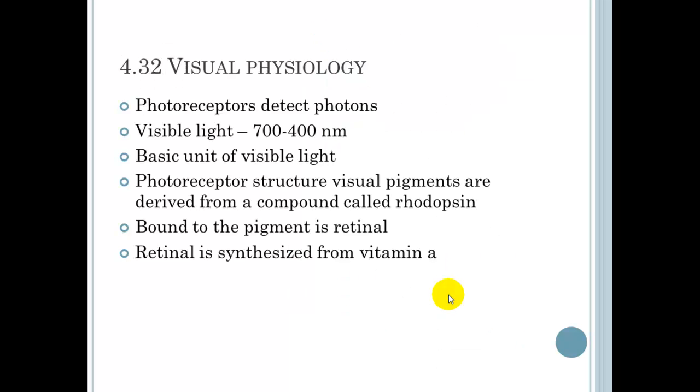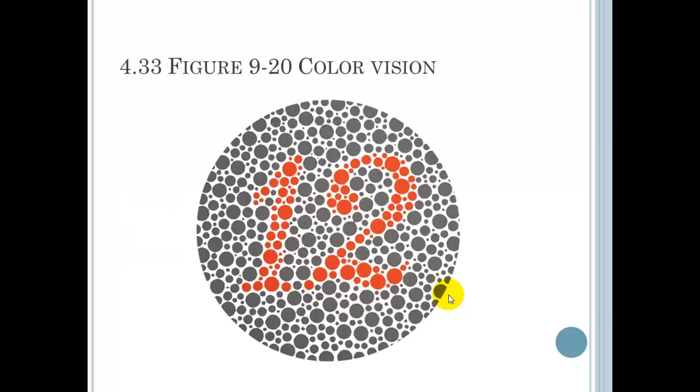4.32, visual physiology. You have photoreceptors, which detect photons or light rays, and the visible light that you can see is from 400 to 700 nanometers. A nanometer is the basic unit of visible light. The photoreceptor structure has visual pigments, and they're derived from a compound called rhodopsin, bound to the pigment in the retinal area, which synthesizes it from vitamin A.